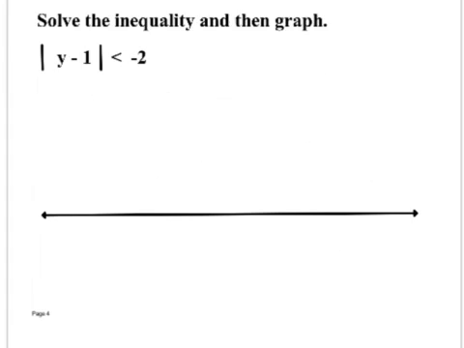Solve the inequality and then graph. The absolute value of y minus 1 is less than negative 2. Can absolute value have a negative distance? No, you can't solve this. It's not possible for the absolute value of y minus 1 to be less than negative 2 because the absolute value of y minus 1 cannot be negative. So there's no solution. This is an empty set. That is how you solved it.